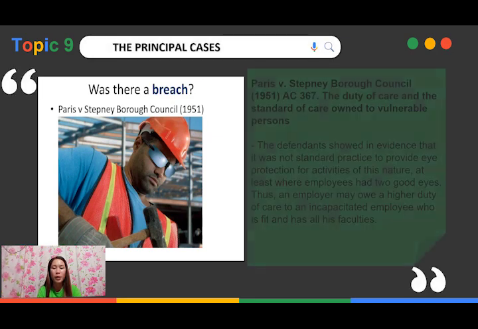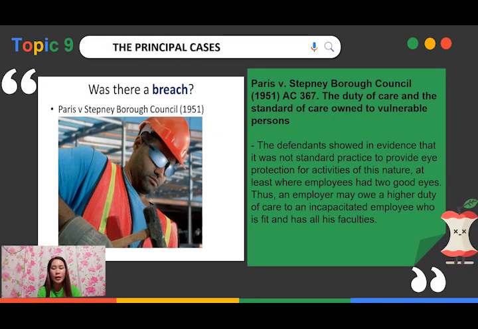Paris v. Stepney Borough Council, 1951, AC 367, the duty of care and the standard of care owed to a vulnerable person. The defendant showed in evidence that it was not standard practice to provide eye protection for activities of this nature, at least where employees had two good eyes. Thus, an employer may owe a higher duty of care to an incapacitated employee than to an employee who is fit and has all faculties.